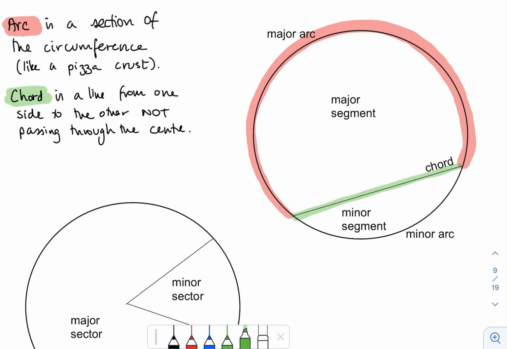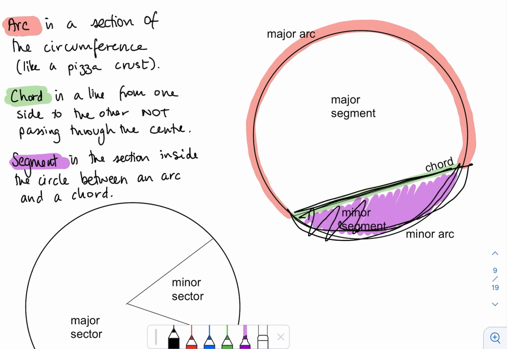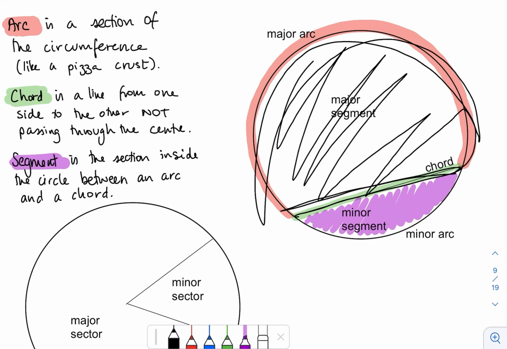And the last one mentioned here is a segment. Now we have again major segment and minor segment. Now segment is actually all of this. I'm going to color in the minor segment for the moment, but again, this here would be the major segment. Okay, a segment is the section inside the circle between an arc and a chord. So if you notice here, this minor segment has a chord here and an arc here, and everything inside it is the segment. Likewise over here, there's your chord, there's your arc, and all of this is your major segment. Okay?